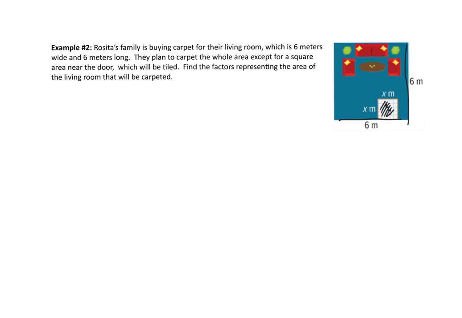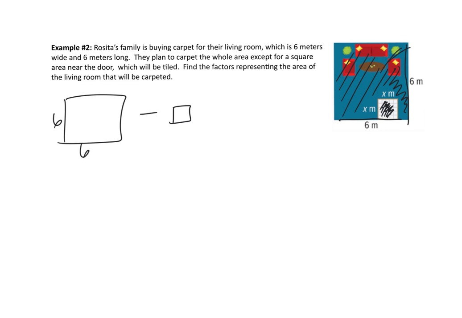Okay, so I want to find, well, what is going to be carpeted? They're going to carpet everything, so that big square, but not that little square. So think about, well, how could I represent that? How am I going to just find the area of this random shape here? That's not really a shape. So what you could do is take the area of that big square and then take away that little square. The area of the big square, 6 by 6, is 36. Then I'm going to get rid of this little chunk, which is x by x, which is x squared.